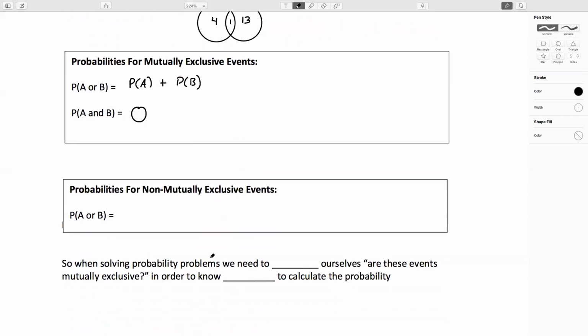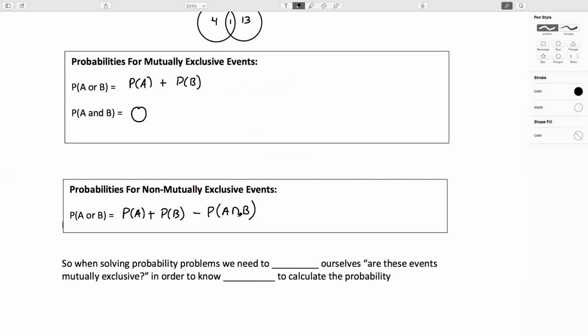If we're talking about non-mutually exclusive events, the probability of A or B is given by the formula that we talked about way back at the start of this chapter: the probability of A plus the probability of B minus the probability of A intersect B. And this is the formula we talked about way back even in combinatorics when we were discussing ands versus or situations.